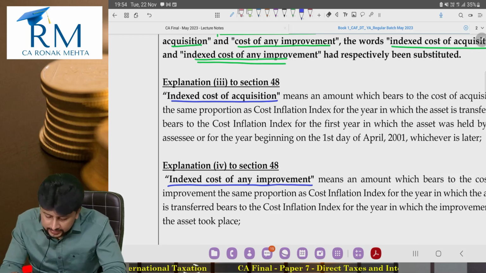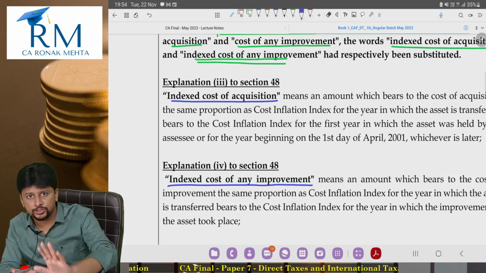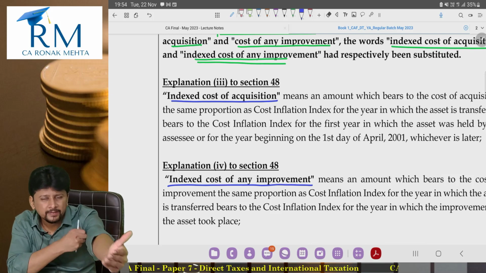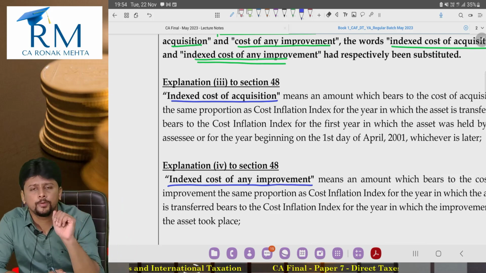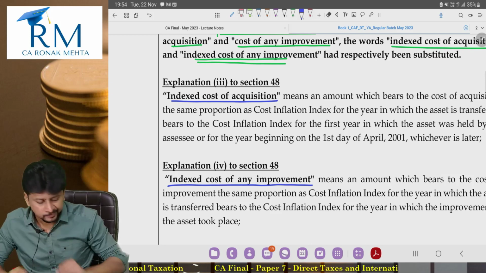Okay, this I will keep pending because in our lectures, maybe in the 7th or the 8th lecture, we will be doing this indexation aspect in detail. So as of now, I'm not spending much time on it.